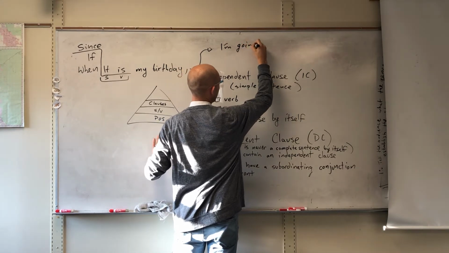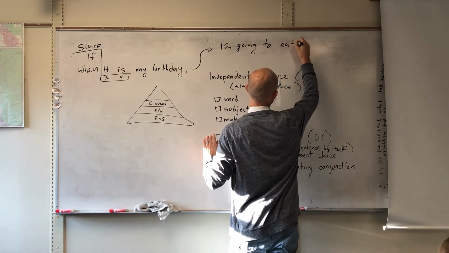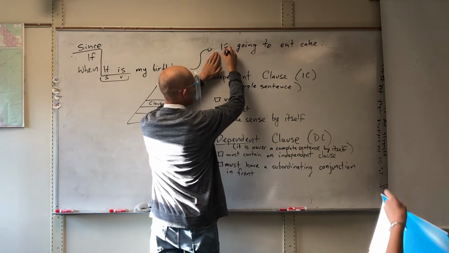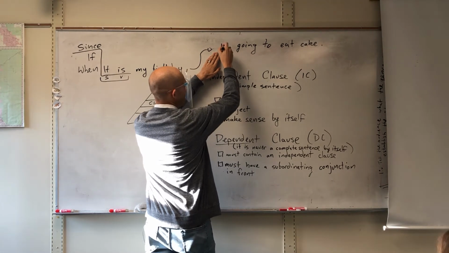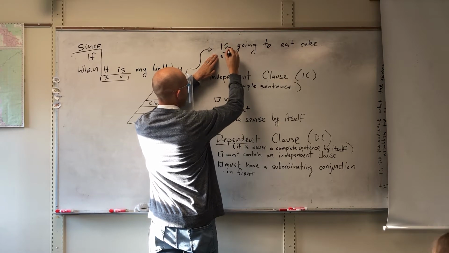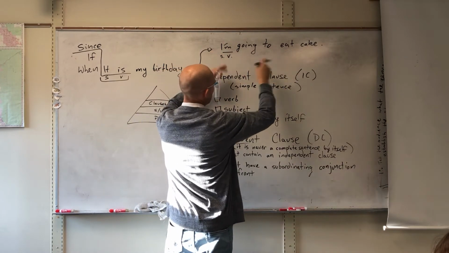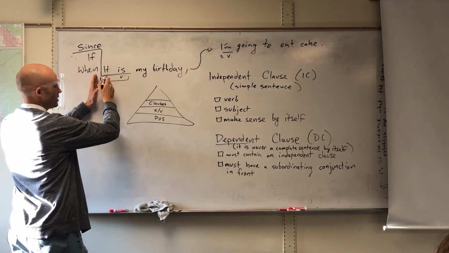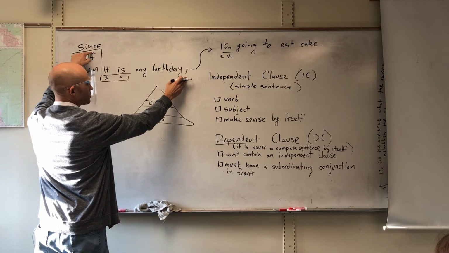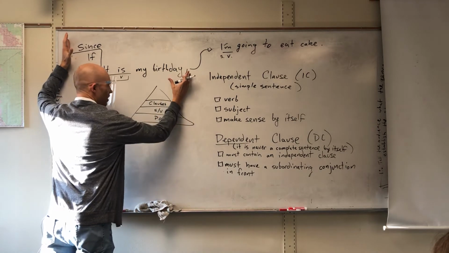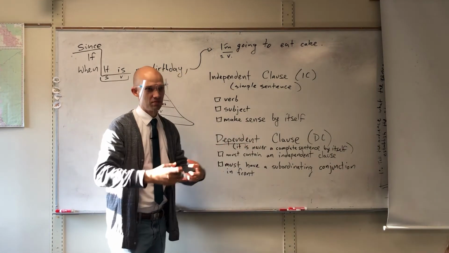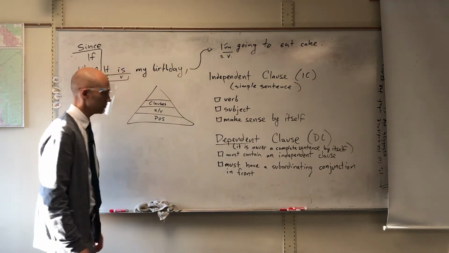I'm going to eat cake. Okay, so I'm going to eat cake is an independent clause. You have the verb am, you have the subject I, makes sense by itself. And then you have another one here, another independent clause. You have a verb, a subject, makes sense by itself, but then it has a subordinating conjunction in front of it. So that means this dependent clause can now get attached to this independent clause, and they can form some meaning together. Okay.